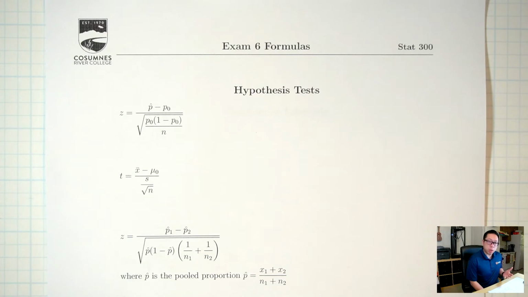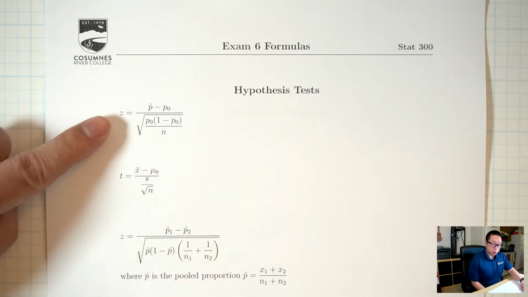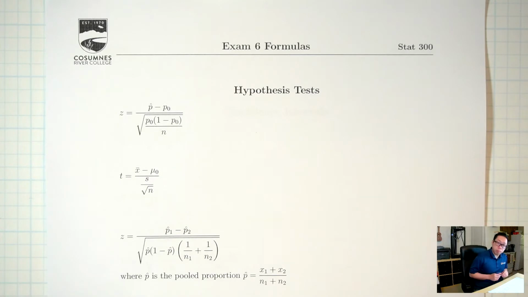Welcome back. The first couple of pages are the formulas that I'll need for the remainder of this course. The first page are the formulas for hypothesis tests. We've seen most of these formulas before. The first formula with the Z, that's for the one proportion situation.